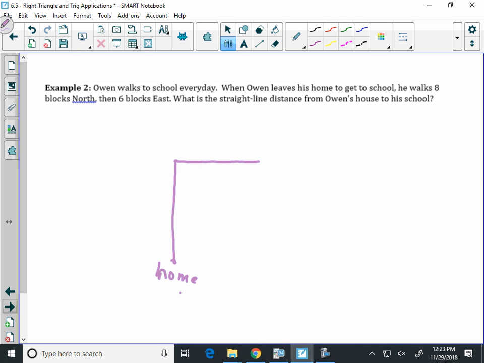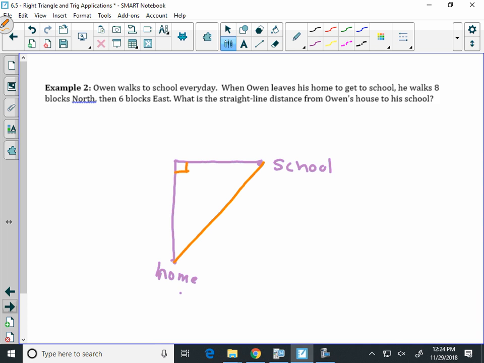Okay. So then he ends up at his school. We want to find the straight line distance from his house to his school, meaning the very straight line. So whenever you see that, it's the hypotenuse, because we just drew a right triangle. Straight line distance means it is the hypotenuse.